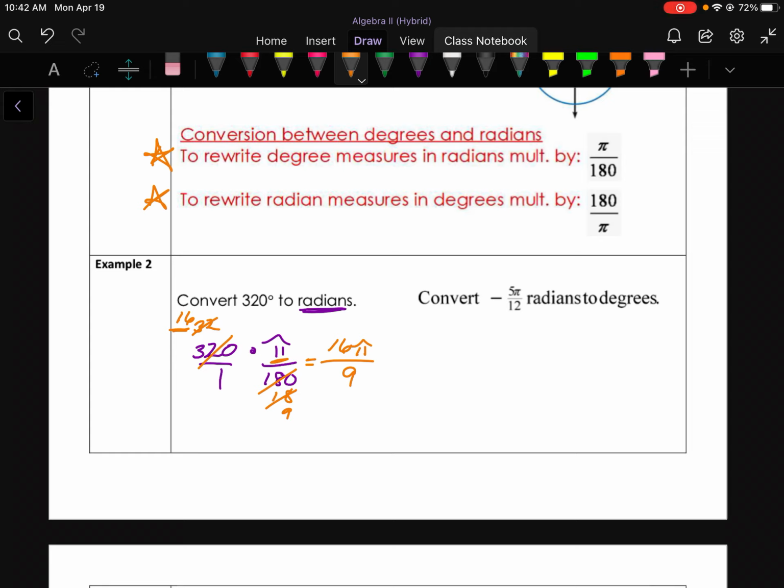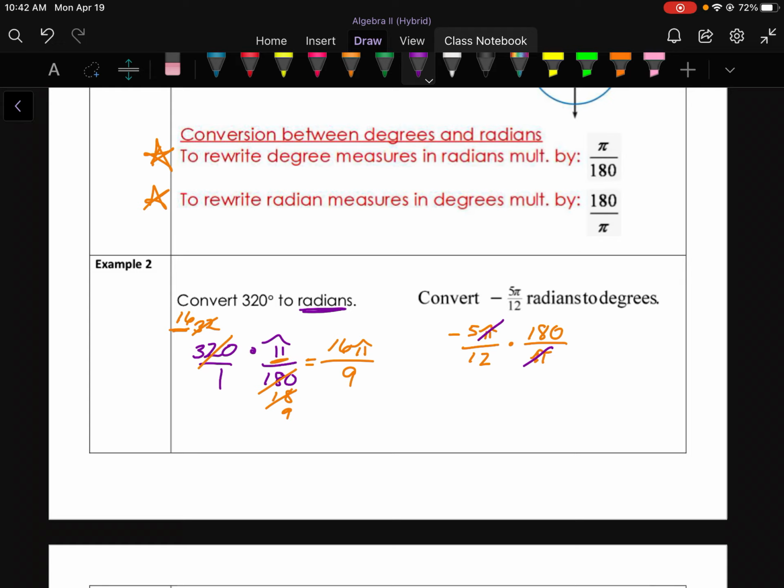Now if you want to go the other way, from radians to degrees, our goal is to get rid of the pi. So this time we're going to take negative 5 pi over 12 multiplied by 180 over pi, because the pi in the denominator will cancel the pi in the numerator, so then we're going to get rid of pi. And same thing, you want to reduce as much as possible.